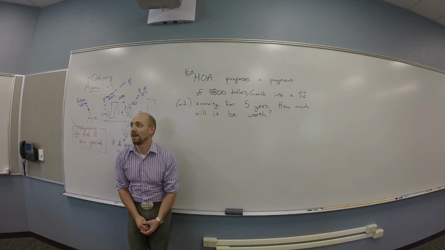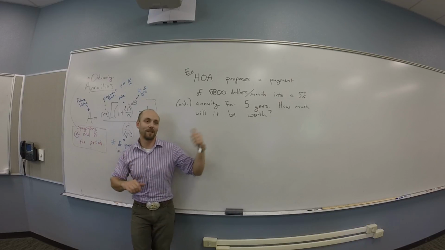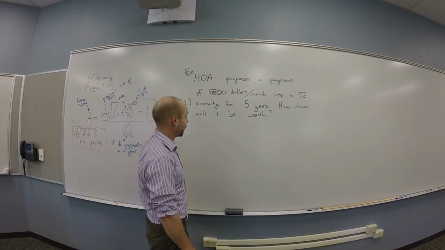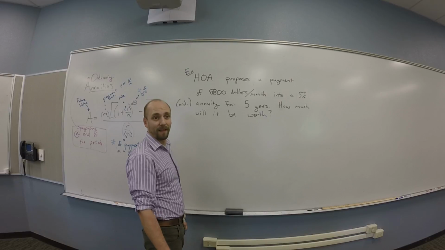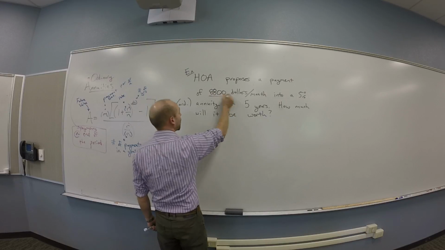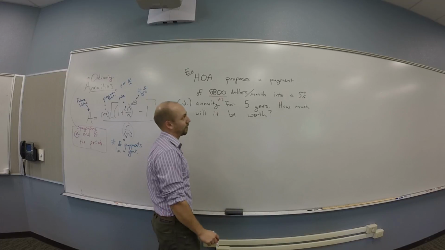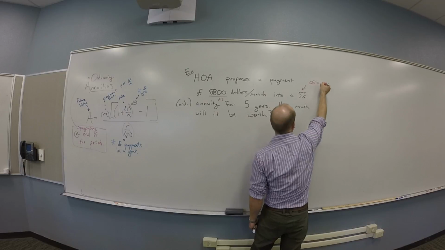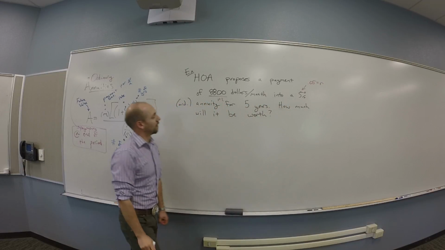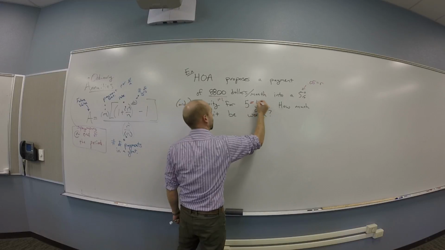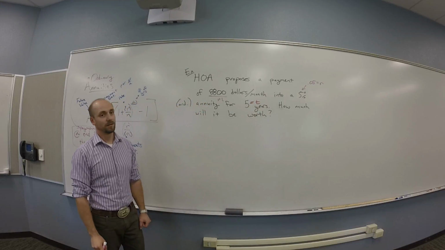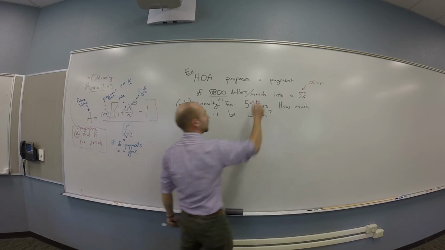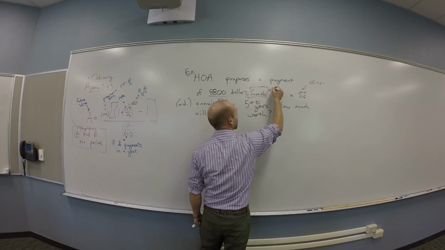Okay, so I need to take that and stick it in here, right? So I'm going to assume this is an ordinary annuity. So what's what? 8,800 is M. 0.05 is your rate R. 5 is T. N is 12. Why is N 12? Because you're doing it every month, so that's 12 payments per year.